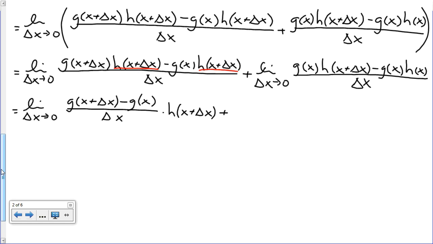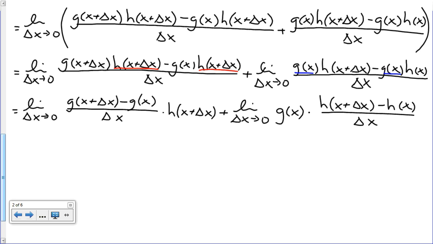And then in the second limit that I have here, I can see that I've got a g of x in the first term in the numerator, and I've got another g of x in the second term in the numerator. So I'm going to factor that out. So I've got the limit as delta x goes to 0. I'll factor the g of x out front times the quotient here, h of x plus delta x minus h of x all over delta x.